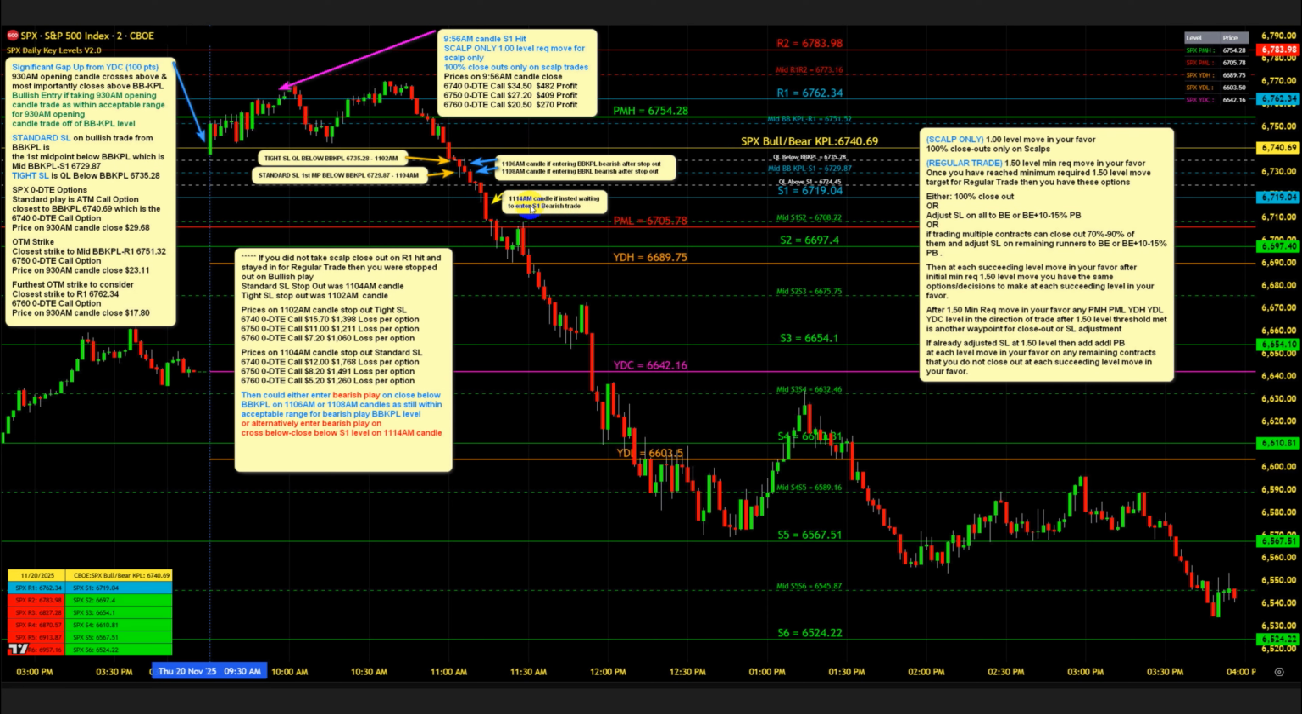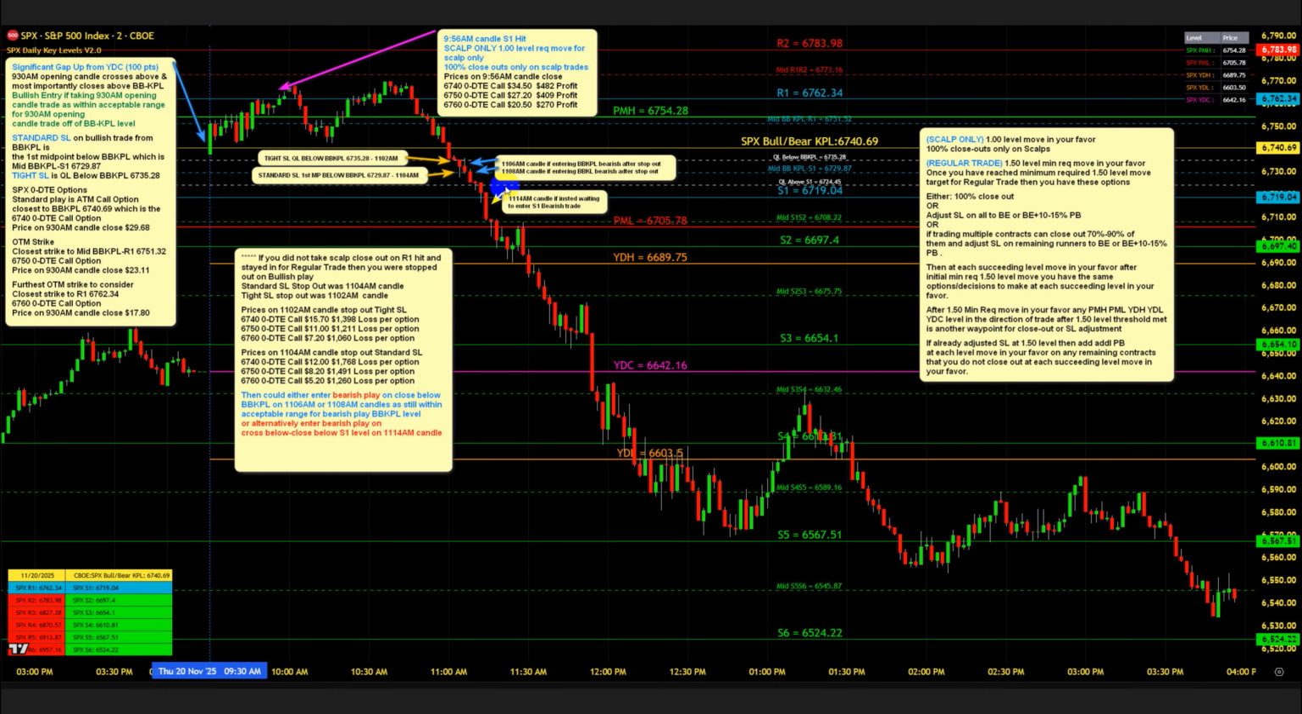if instead waiting to enter for an S1 bearish trade. Here we have a cross below and close below the S1 level. This is still within the acceptable range for a trade off of the S1 level where it closed. So on this candle close here, you could have entered a bearish trade.